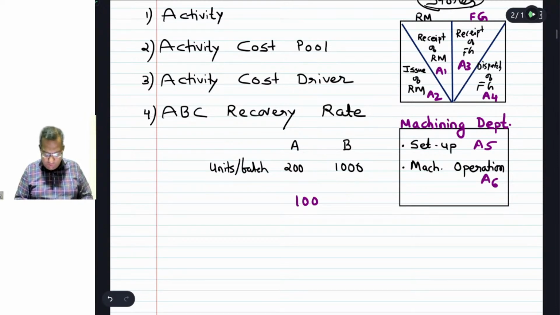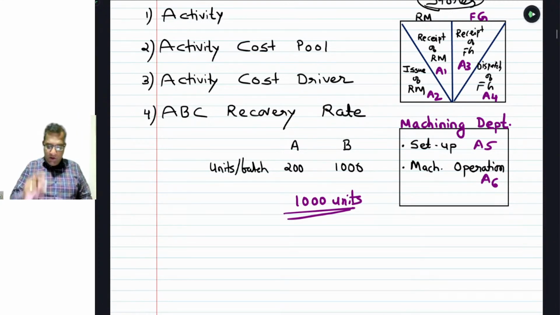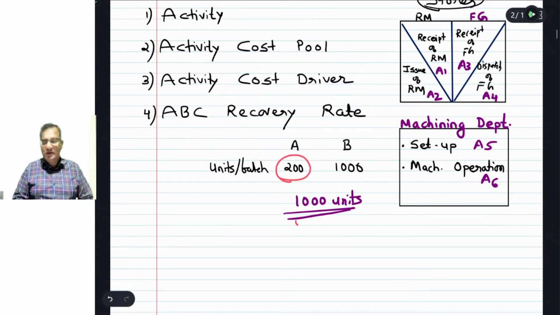Suppose 1000 units of both the products have been produced during the day. On a particular day, on 20th of December, 1000 units of both the products have been produced, but when we go through department, we think that 1000 units of A has been produced, 1000 units of B has been produced, so we charge equal amount of overhead to both the products, but that is illogical. Now, due to bifurcation of machine department into different activities, how does it benefit? It will now consider: your 1000 units have been manufactured in batches of 200 units, so you have consumed 5 setups to produce 1000 units, while product B has consumed only 1 setup to produce 1000 units.